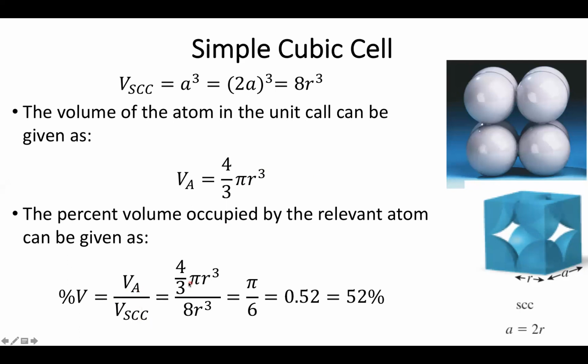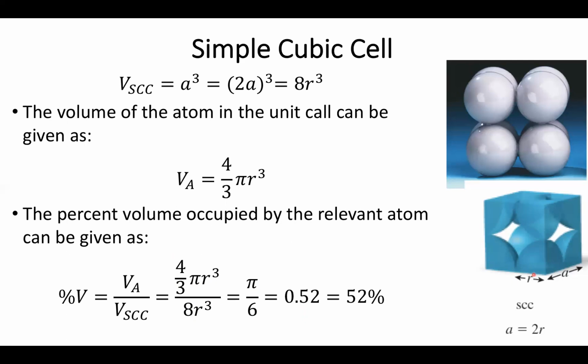When I do this, a lot of messy numbers, but it turns out it simplifies down to pi over 6. The r's cancel, 4 divided by 3 gives us 2 on the bottom, 4/3 over 8 gives us 6 on the bottom, and it just becomes pi over 6. So it turns out the ratio is about 0.52, or 52% of this lattice is atom and 48% of it is empty space.